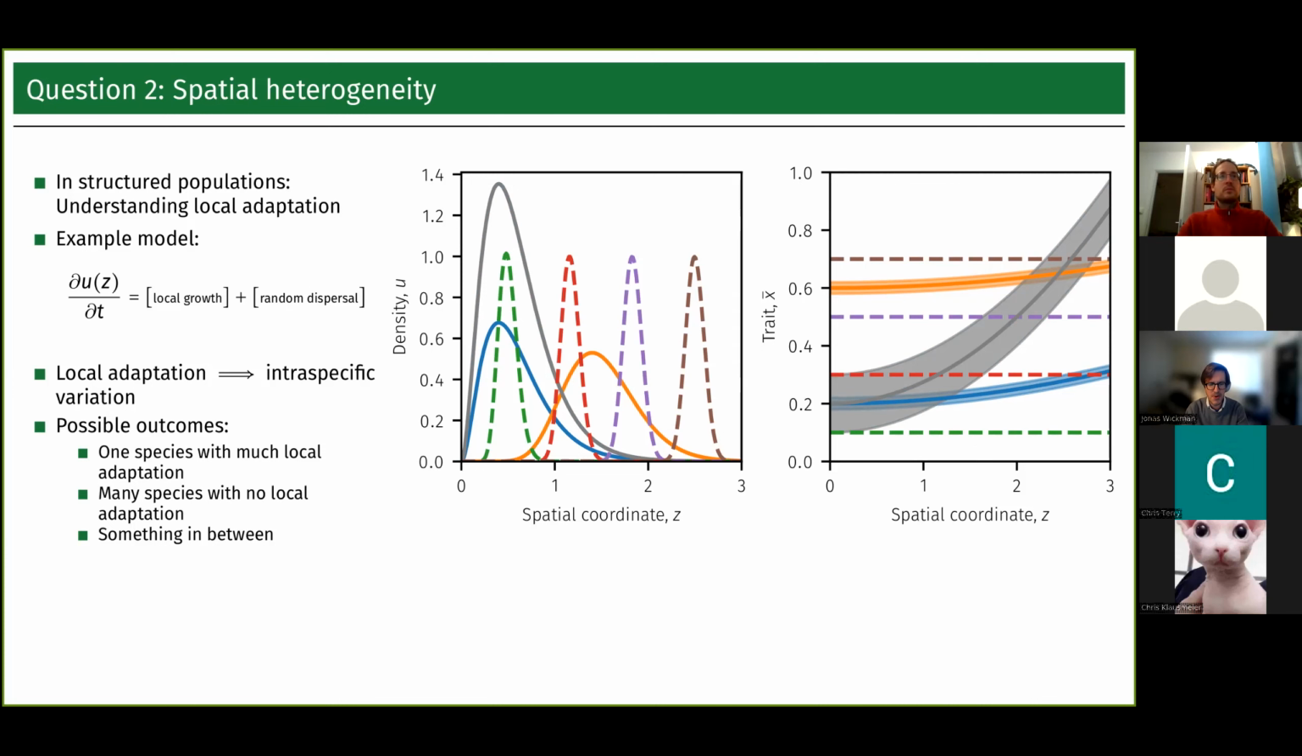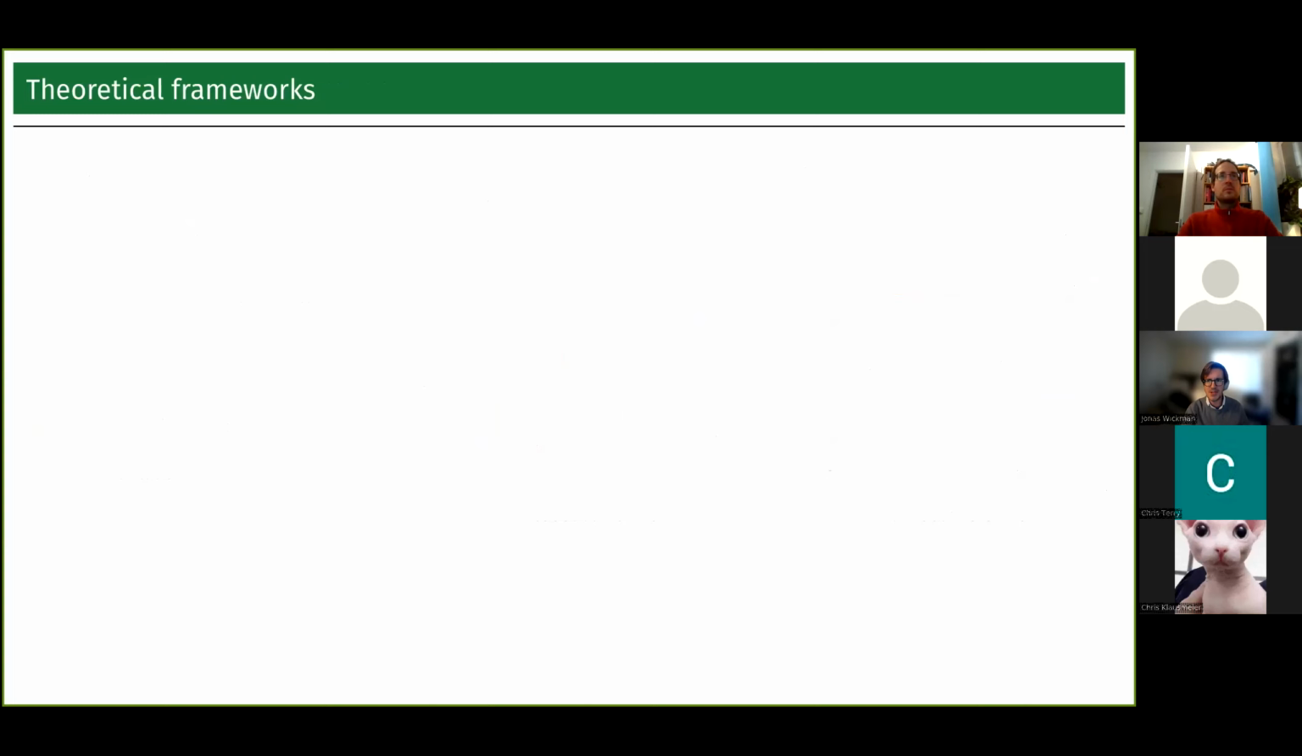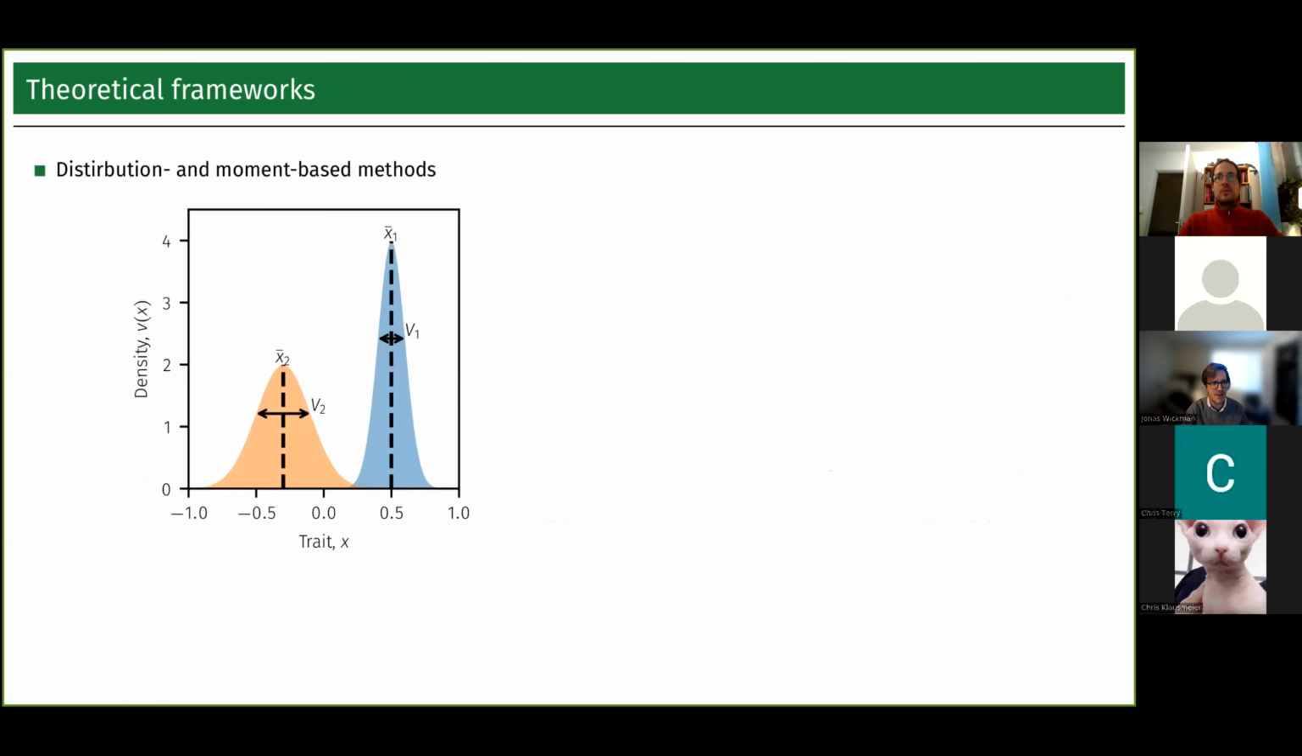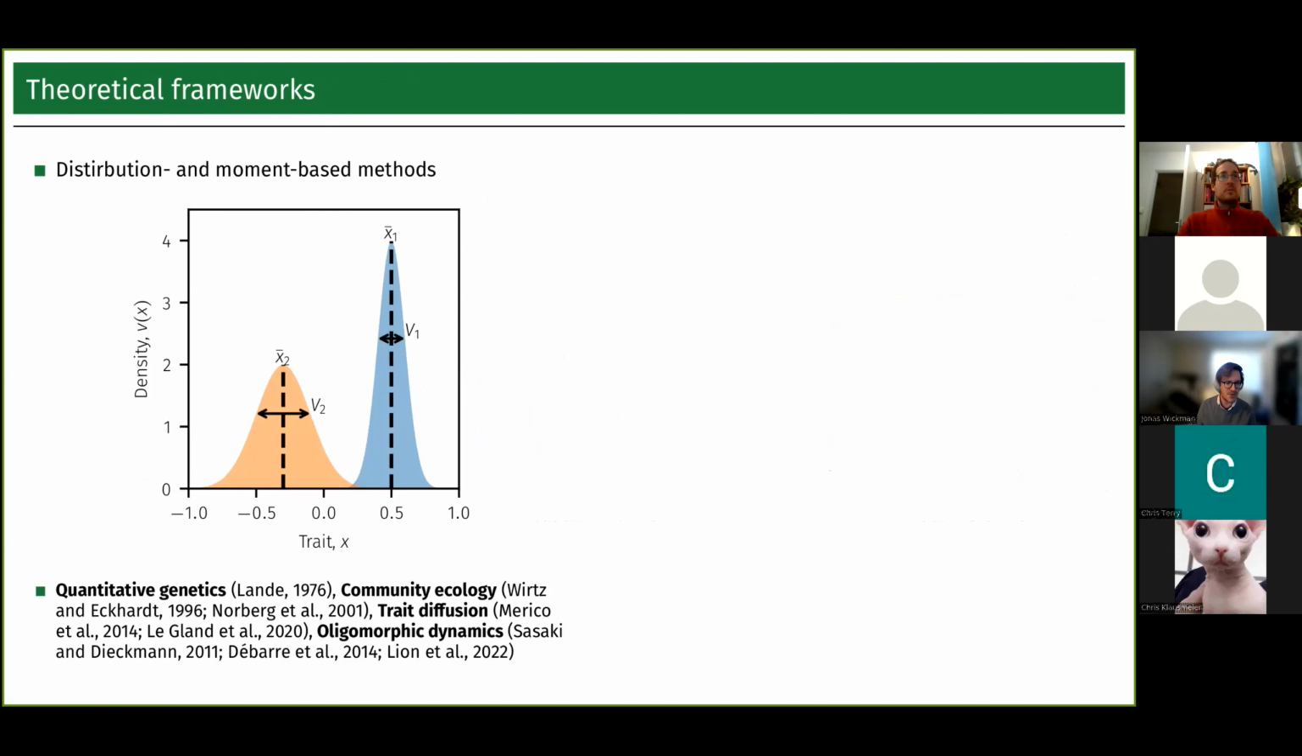So what theory do we have to try to tackle these questions? Well, I would say we have two broad streaks of theory. One is what I'm calling distribution and moment-based methods, and these come in a lot of different flavors. You've got quantitative genetics, a community ecology framework, something called trait diffusion approaches, and something called oligomorphic dynamics. All of these are closely related formalisms, and they're all based around tracking these distributions, or often tracking the mean traits X bar and trait variances V for each species you're interested in.